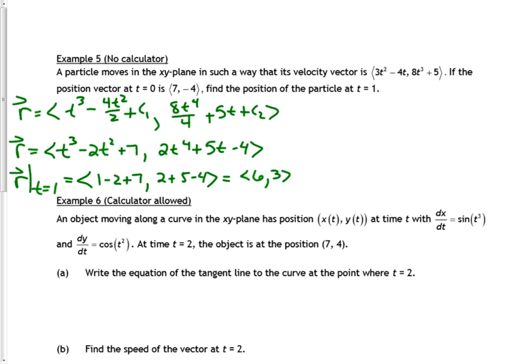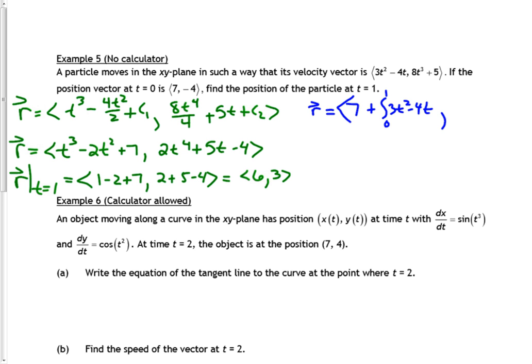Now, the other way I can do this is I know where I started from at time 0. So I'm going to do this in blue. What I could have said is, well, I started at 7 at time 0, and then I would need to add the definite integral from 0 to 1 of 3t squared minus 4t, and that would be the x component. There should be a dt on there. It's not quite going to fit though.